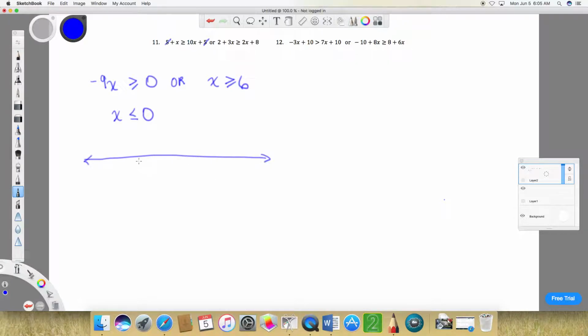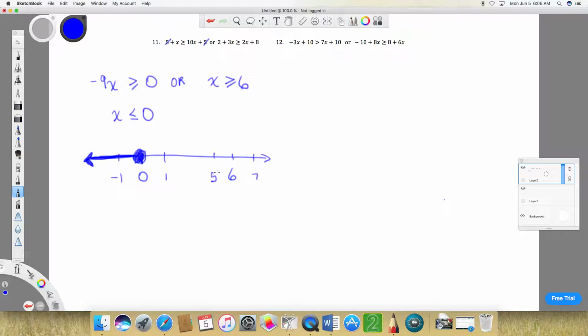Let's say that over here we have 0. And values of x that are less than or equal to 0, we're going to include this 0 because it has an equal portion. And values of x that are less than 0 are to the left of 0. So here's a graph illustrating all the real numbers that are less than or equal to 0. Somewhere to the right of 1 down here is the number 6.